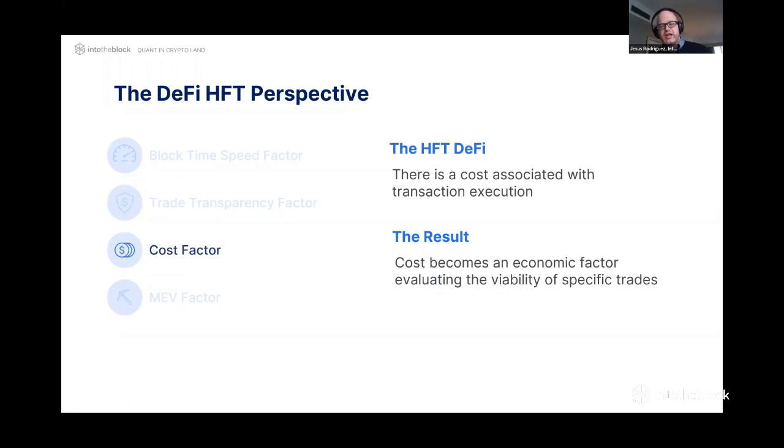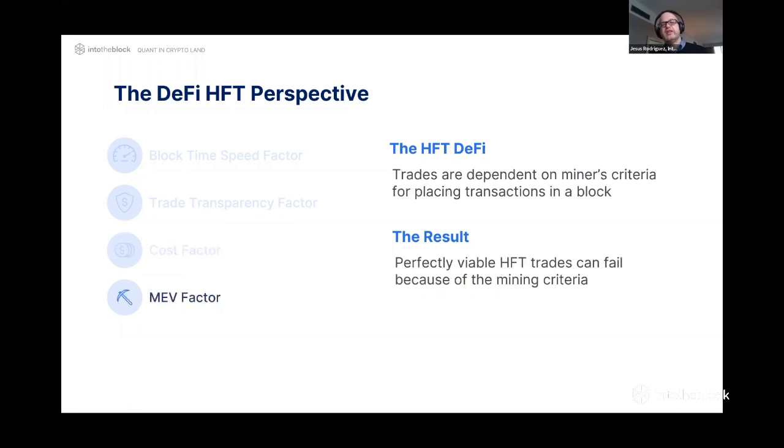So you need to pay for gas, or for gas equivalents in other blockchains. So there is a cost that you need to evaluate when doing these things. And finally, what the industry knows as miner extractable value: the fact that miners are the ultimate point to commit a transaction to a specific blockchain in an HFT trade. So they have a say, and then you have to interact.